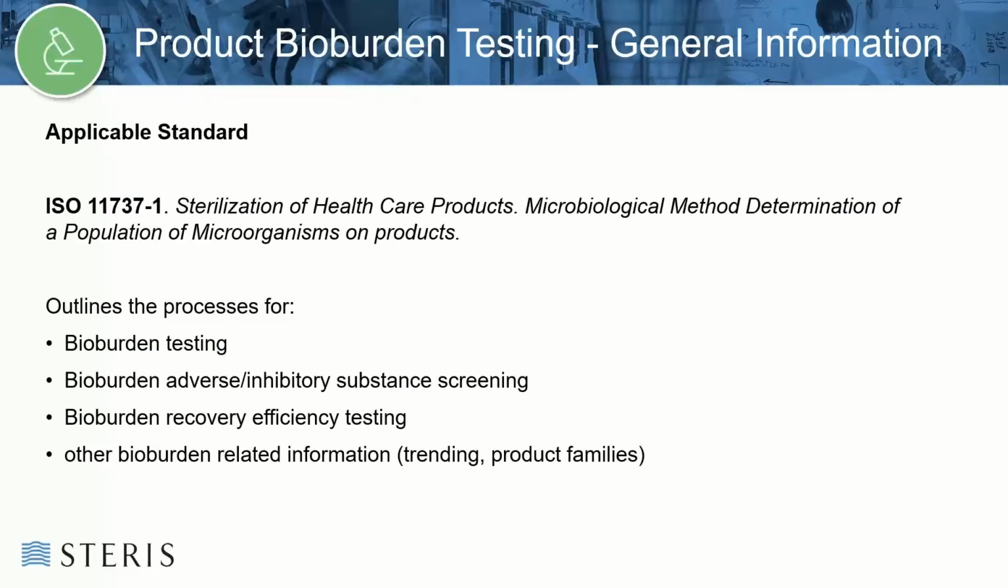Bioburden testing is performed according to standard ISO 11737-1, which is the sterilization of healthcare products, the microbiological method for the determination of a population of microorganisms on products. The standard outlines processes for bioburden testing, including the testing for bioburden adverse or inhibitory substances, bioburden recovery efficiency testing, and other bioburden-related information, such as guidance on product families for bioburden testing and data use and trending.